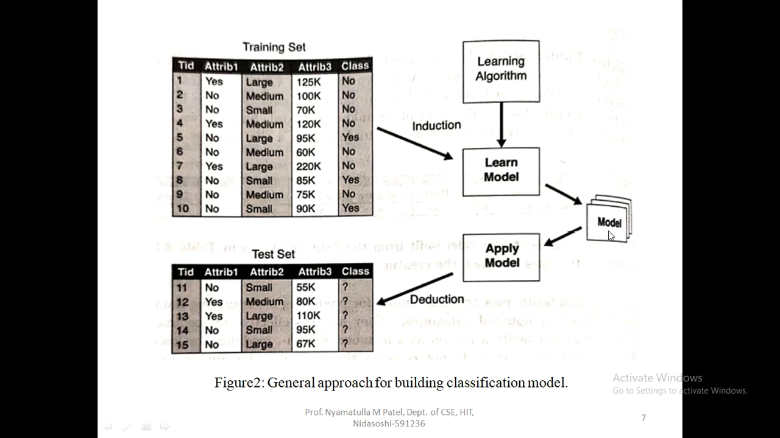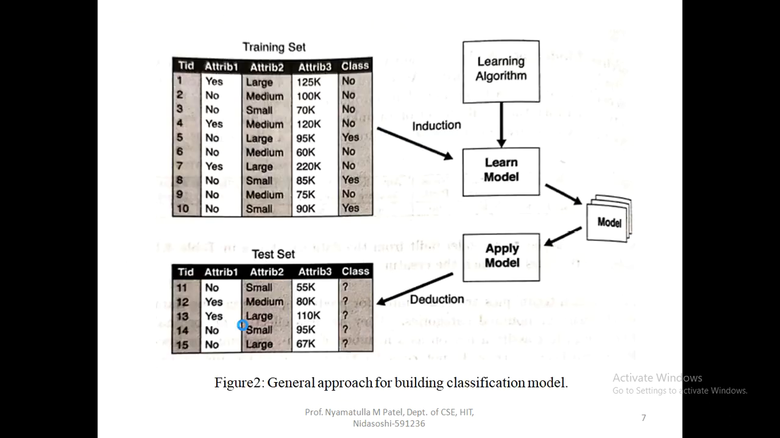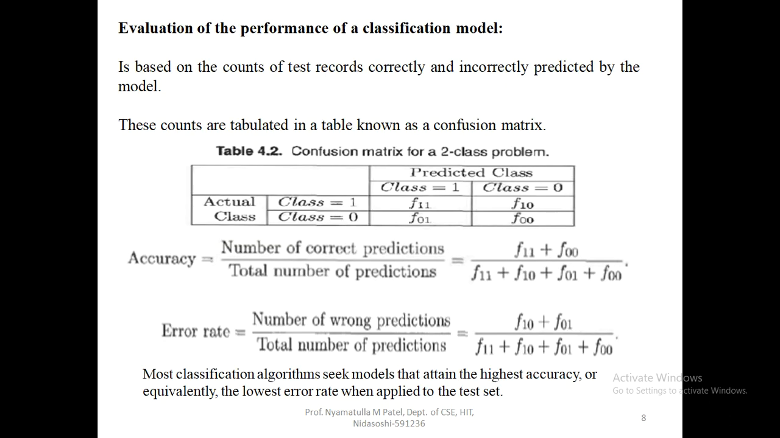Okay, so now we will apply the model. We will take the test set. Now I need to predict to which class this belongs. So you take attribute 1, attribute 2, attribute 3, compare this test set with the training set, and that is applied to the learning model, and we will be able to determine to which class they belong. Okay, so that is the classification problem, the general approach for building a classification model.